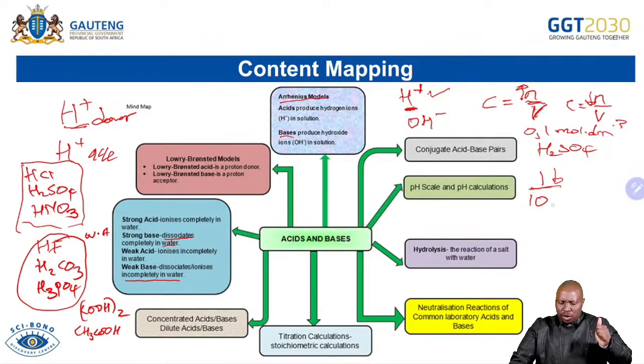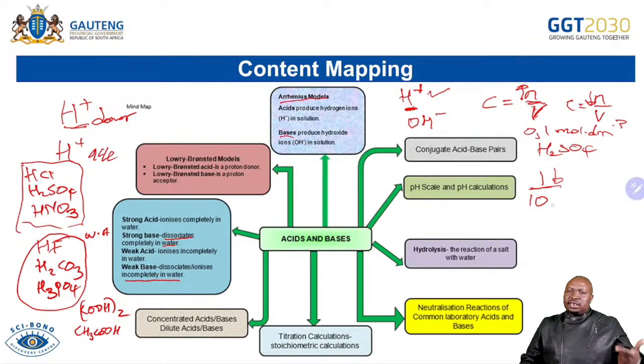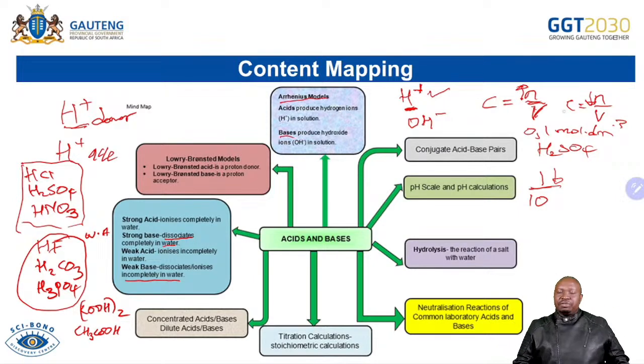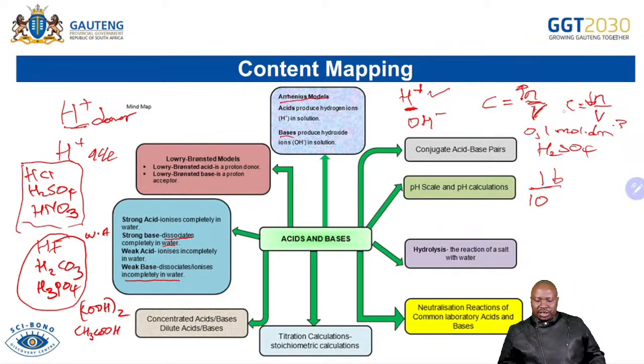I hope now you understand what is a strong acid, what is a weak acid, what is a strong base, what is a weak base, and you know the meaning of the word dilute and concentrated in terms of this formula of C equals N over V. I hope you will always remember that and have that in mind, because we'll ask you questions related to that.